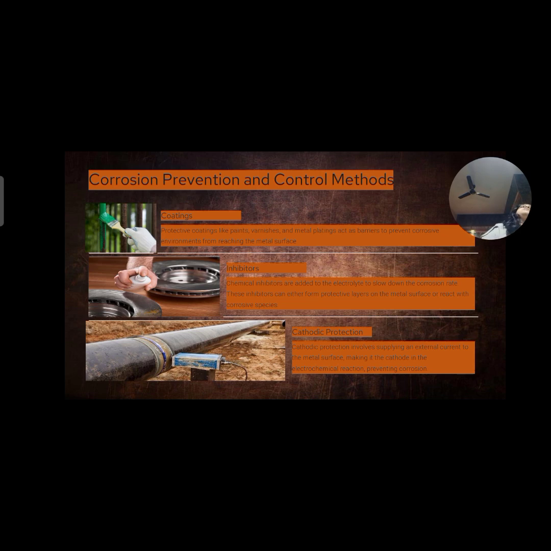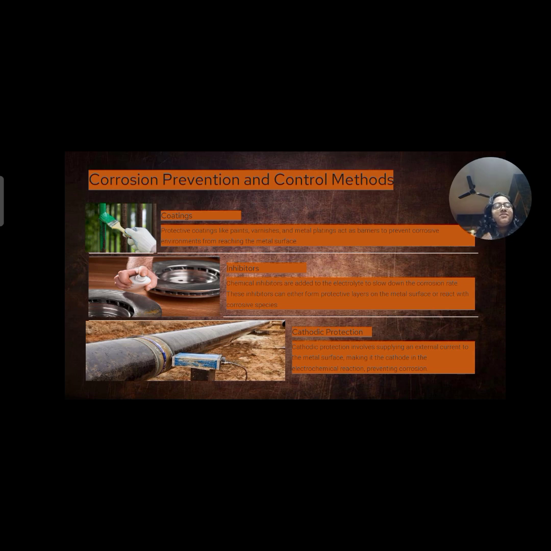Corrosion prevention methods. One of them is coating, which is known by every person. We use paint or inert metal oxides to prevent corrosion. The second method is inhibitors. Chemical inhibitors are added into the electrolyte, which can prevent corrosion. One important way of preventing corrosion is galvanization, which is also a process used for preventing corrosion. And the last process is cathodic protection.